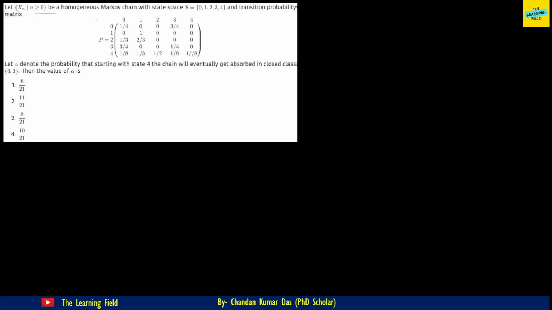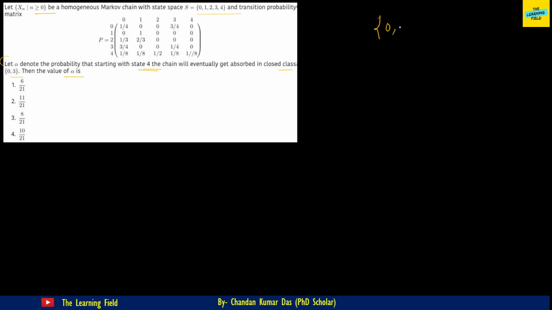Let Xn be a homogeneous Markov chain with the state space 0, 1, 2, 3, 4. The transition probability matrix (TPM) is given. Let alpha denote the probability that, starting with state 4, the chain will eventually get absorbed in the closed class {0, 3}. Then what is the value of alpha? These types of questions, I think, were generally not asked before in CSIR NET. What it says is, let alpha denote the probability starting with state 4 that the chain eventually gets absorbed in the closed class {0, 3}.